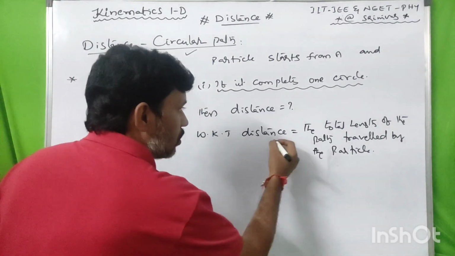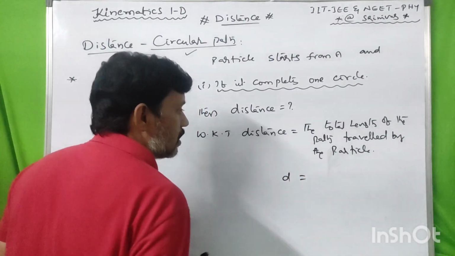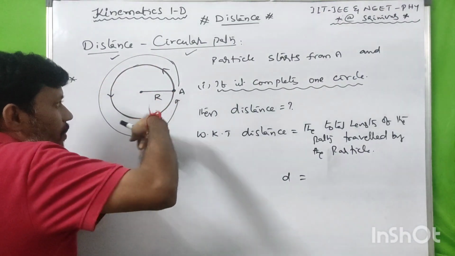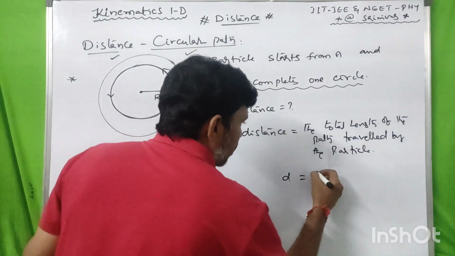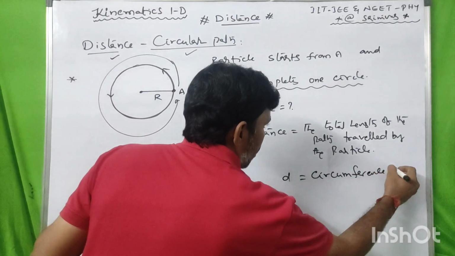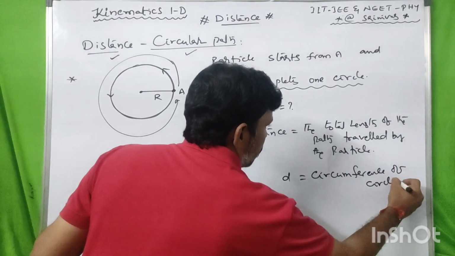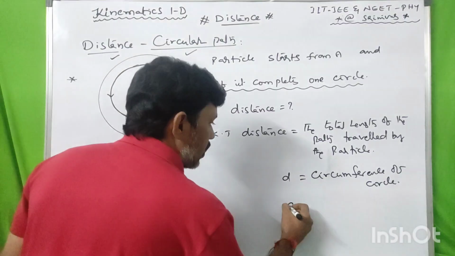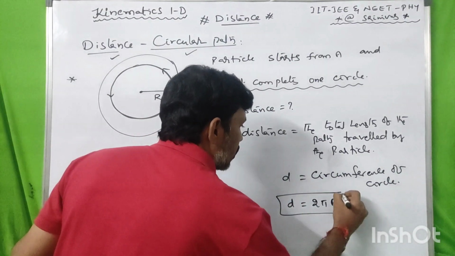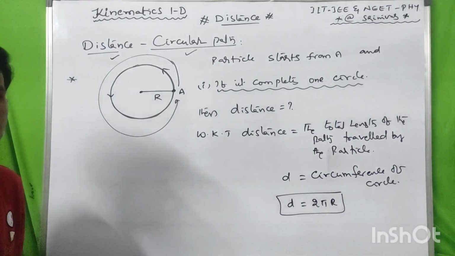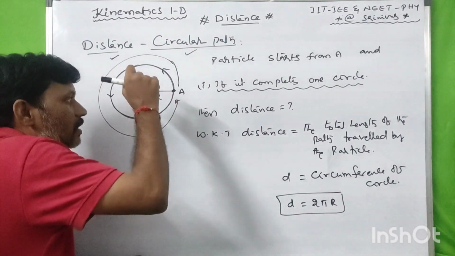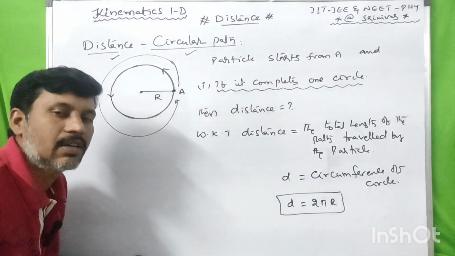Am I right? Now distance D is equal to the total length of the path traveled by the particle, which in this concept is the circumference of the circle, the circumference of the given circular path. The circumference formula we already know: 2 pi r. Understood? If it completes one circle, the circumference is nothing but the distance covered.